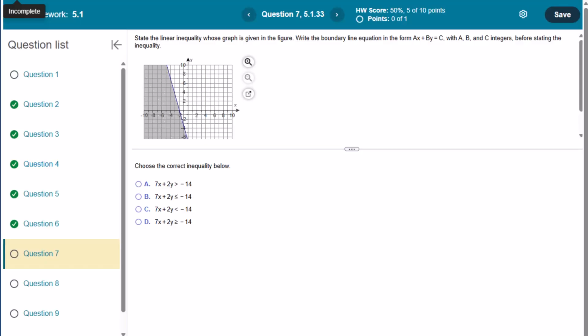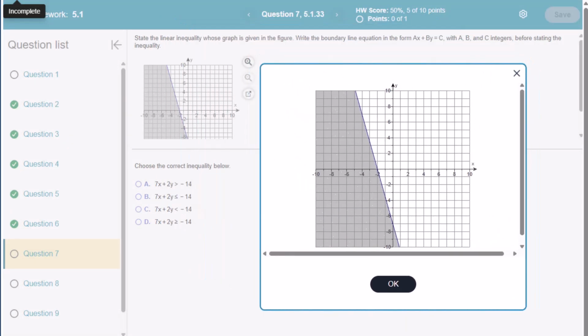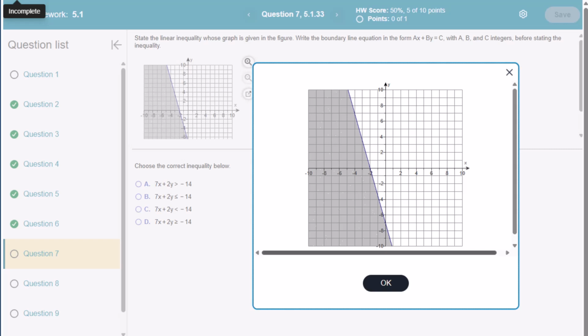All right, so looking here at question 7, they are giving me a graph. So let's make it bigger. Looking at this graph, they want me to figure out which of these things over here, A, B, C, or D, actually match that particular picture. Notice they're all the same. The only difference would be the inequalities.